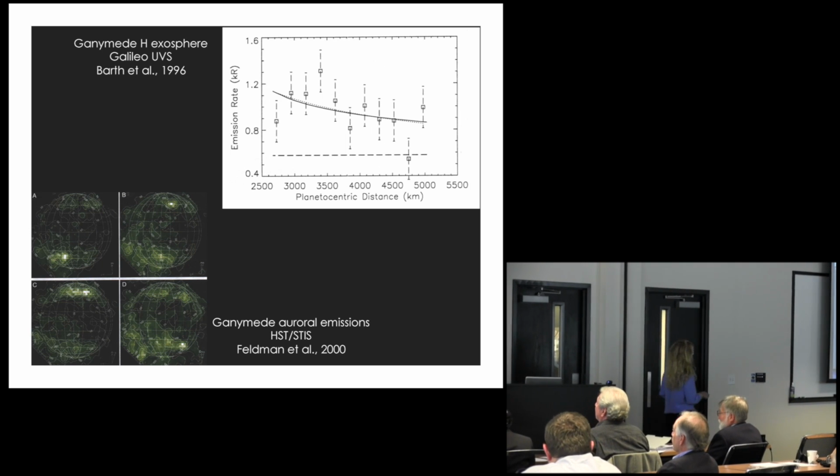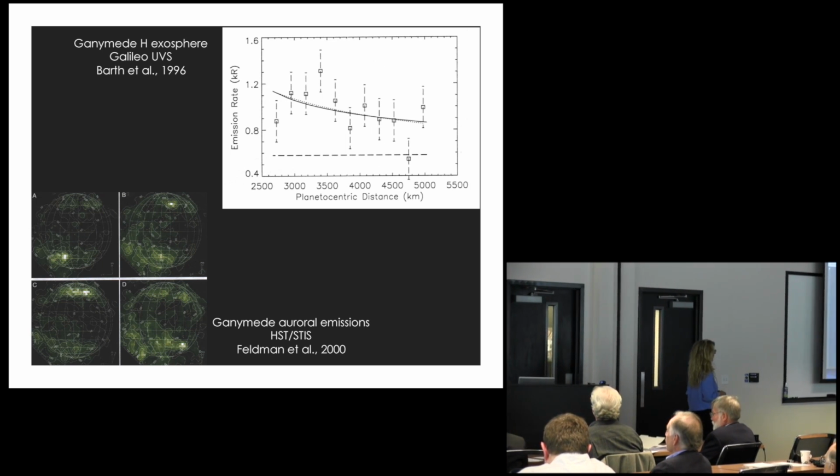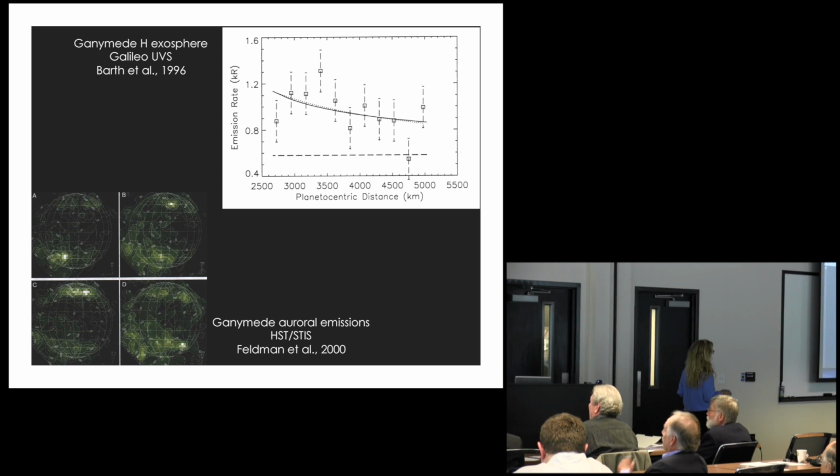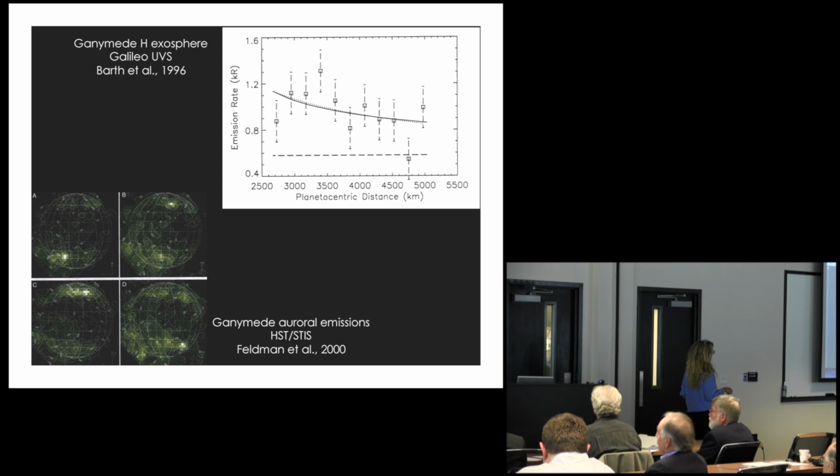There we go. And this was detected using the Galileo UVS and was followed on by imaging measurements from HST by, for instance, Paul Feldman that confirmed the hydrogen distribution and also showed the oxygen distribution and the oxygen aurora that Ganymede exhibits. So this is interesting and important, but that's all I'm going to say about atmospheres, actually, because I'm going to focus on surfaces.